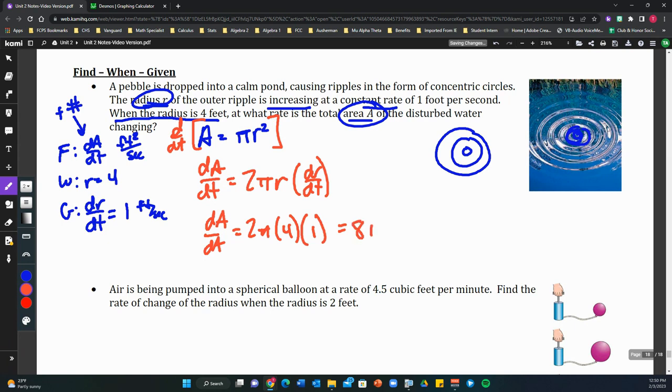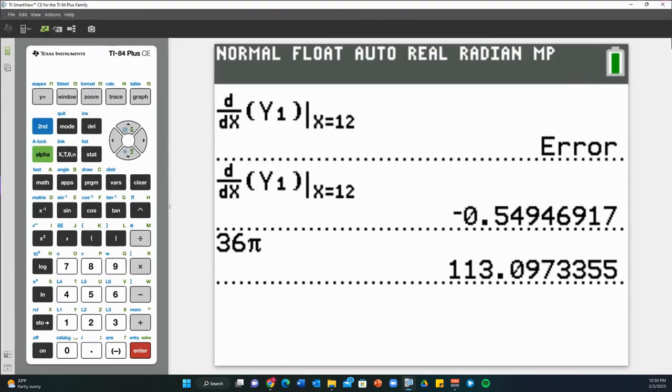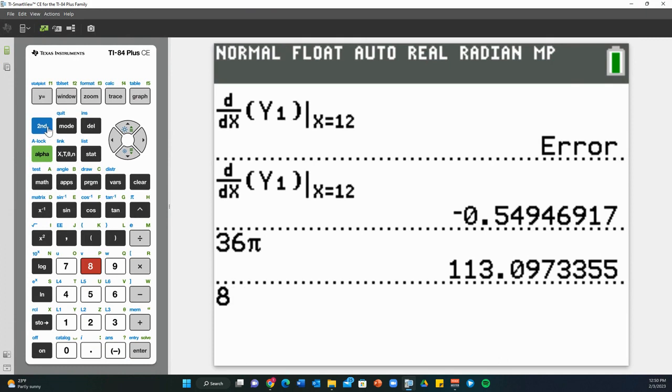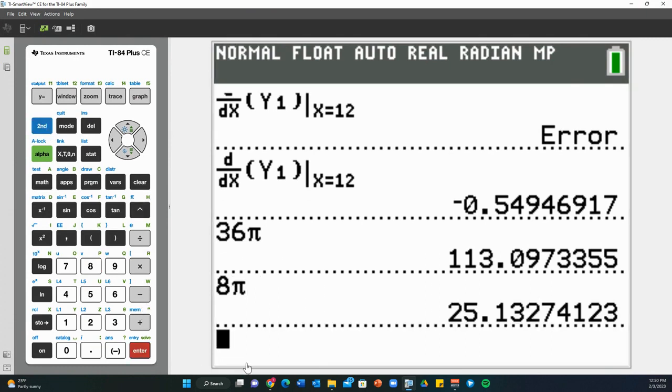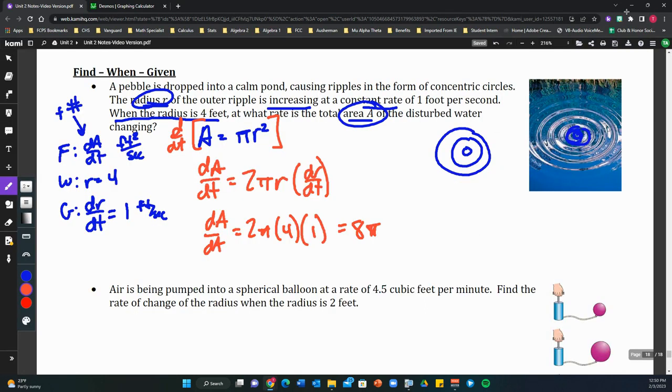So we end up getting 8 pi, or if we calculate 8 pi, we get 25.133. And again, our units here would be feet squared per second. So that is, every second that passes, the area of those circles is growing by 25.133 square feet.